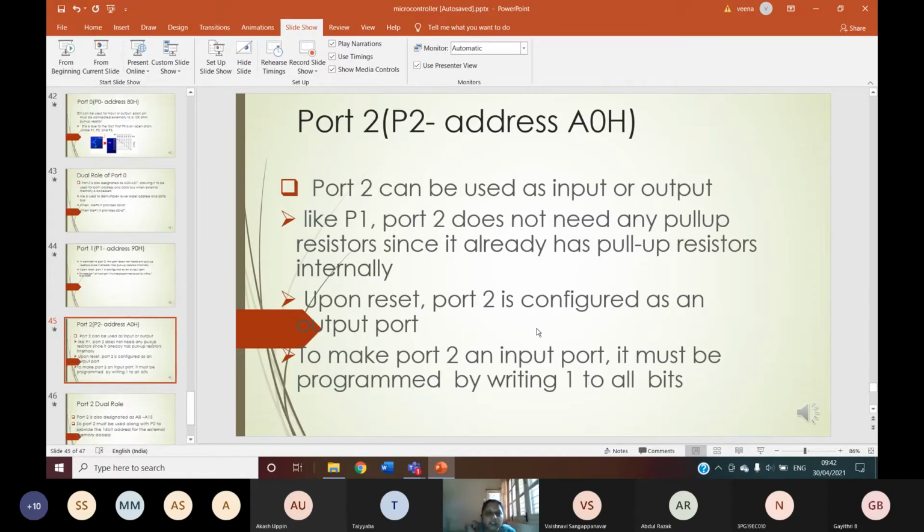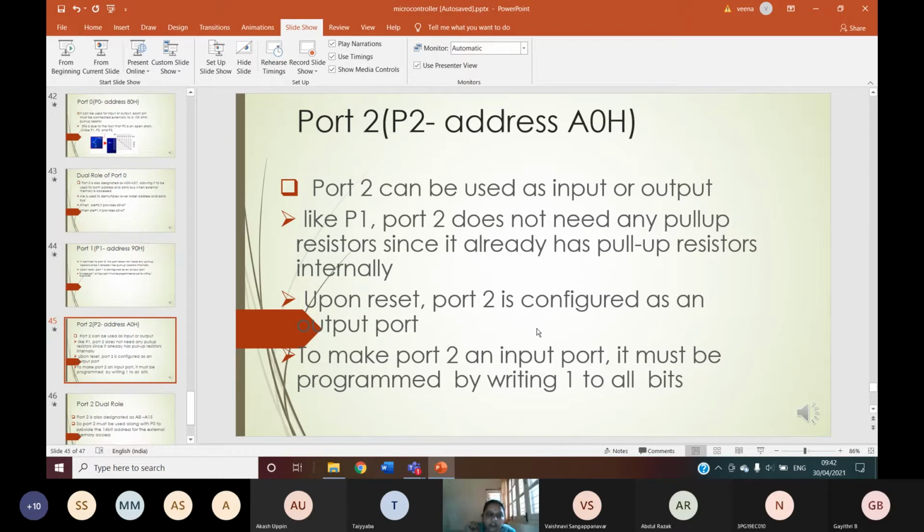Going to the next, port 2. Port 2 has an address of A0. As with any other port, it is used as an input port or as an output port. Here also you don't need an external pull-up resistor, because port 2 already has an internal pull-up resistor. Port 2 on reset is configured as output. To make it an input, you should write 1 to the corresponding bits of the port.